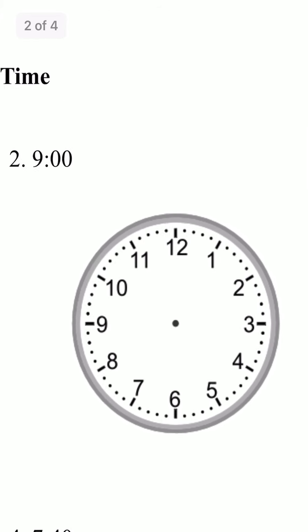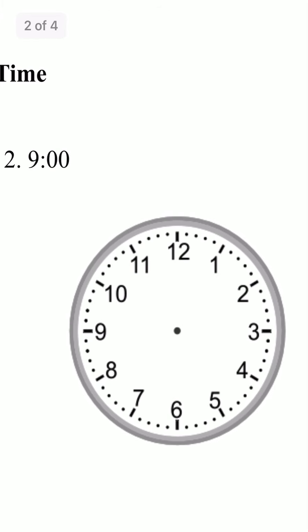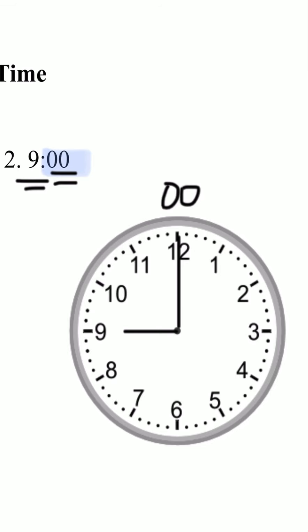Now let's try number 2. Here we have 0, 0. That was over here, 12, right? So because this is the minute, and the minute hand is the long one, we're going to draw the long hand pointing at 12, and it's 9 o'clock, so the short hand is going to point at 9.